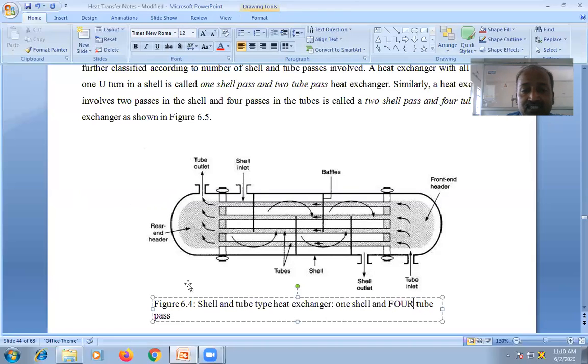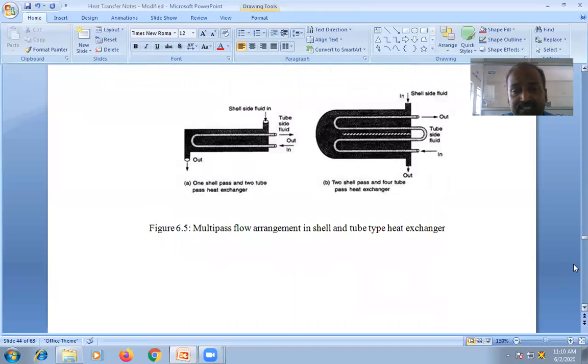The entire shell is there and 4 tubes are there, and in the 4 tubes the fluid is passing, so the heat transfer rate is higher for a smaller surface area, and it will be compact. So this is called shell and tube type heat exchangers. There is also multi-pass, so you can see the shell side tube coming in and going out. This is one pass, this is the second pass.